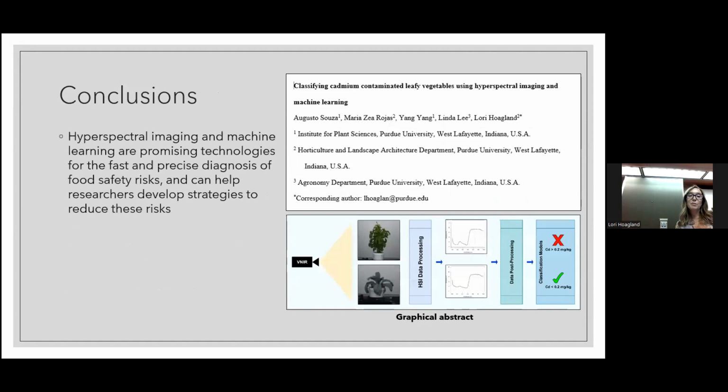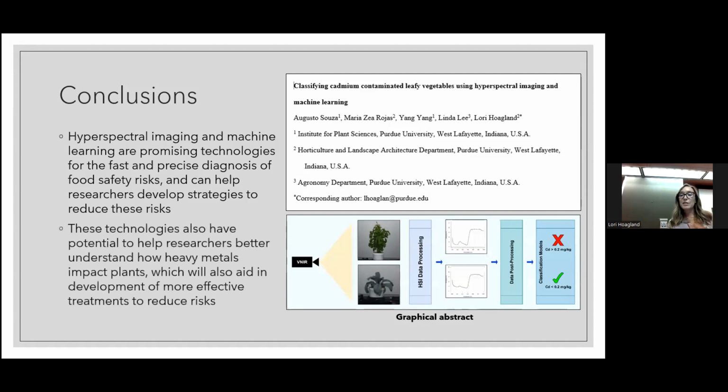So in conclusion, we think that combining hyperspectral imaging and machine learning can be a very promising tool to help reduce food safety risks and help researchers design new ways to keep heavy metals out of crops. And these technologies can also help us better understand how metals and other soil processes are influencing plant physiological processes. And so this is a manuscript we've submitted. We just recently submitted a revised copy, so we're hoping this will be accepted for publication soon.